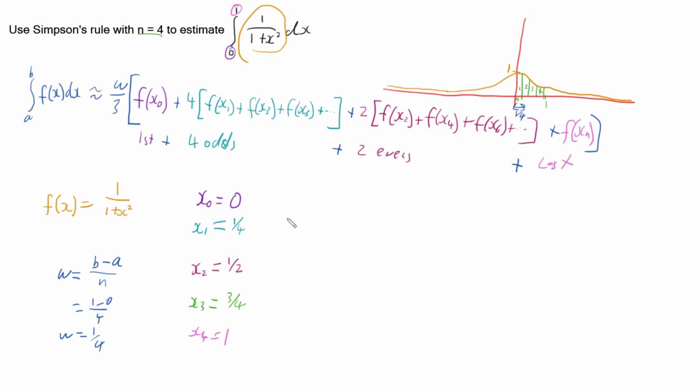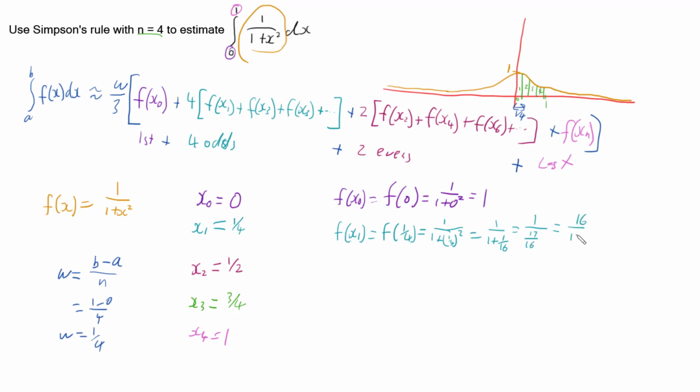And so now I just need to work out what is the value of the function 1 on 1 plus x squared at each of these points. So if I want f of x0, which is f of 0, I'm going to have 1 on 1 plus 0 squared, which is going to be 1 on 1, because the 0 doesn't matter. And then f of x1, which is going to be f of a quarter, is going to be 1 on 1 plus a quarter squared, which, a quarter squared is a 16th, so we're going to have 1 on 1 plus a 16th, which means I'm going to have 1 on 17/16, which is the fraction 16 on 17.